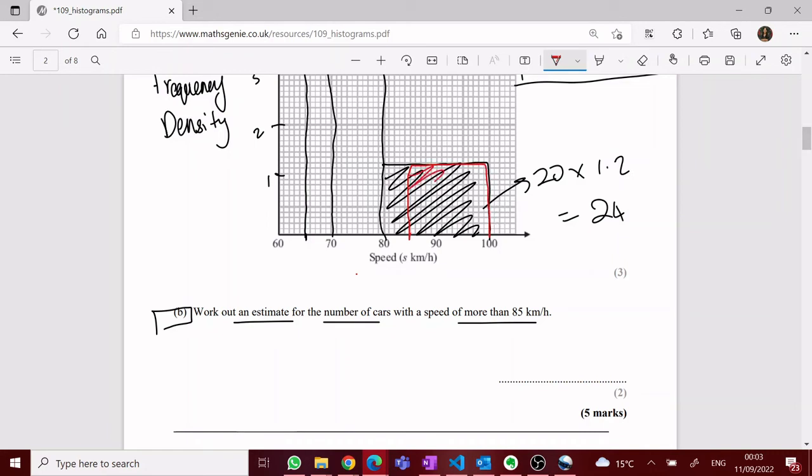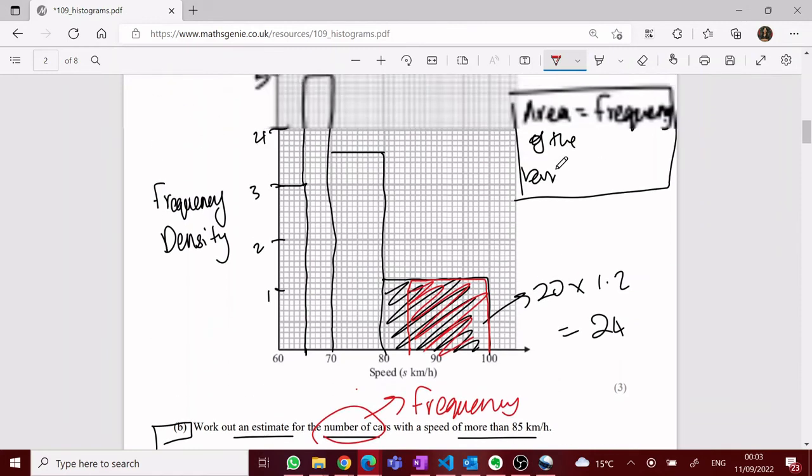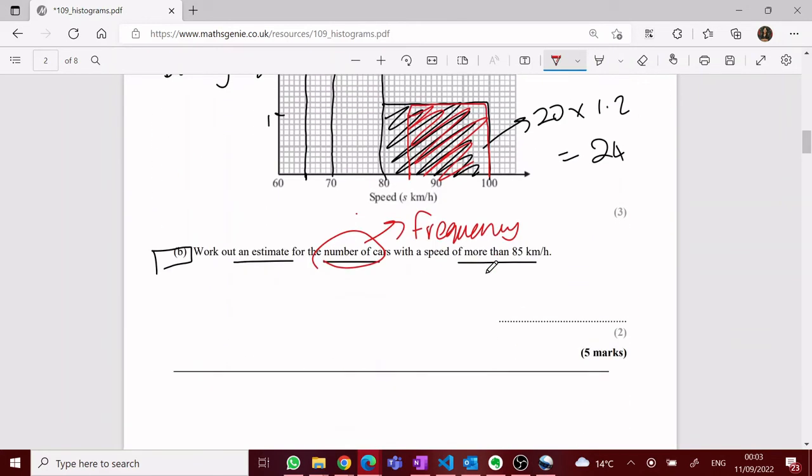So we have 85 here. Whenever you see a number of cars, number of people, number of oranges, number of chocolate, they're referring to the frequency of it. So they're referring to the frequency of cars. And if you remember the fact we just learned, frequency is the area, which means the frequency of the cars with a speed of more than 85 kilometers per hour is the area of this red box, which is 15 times 1.2, which is the height, and that will give you 18 cars.